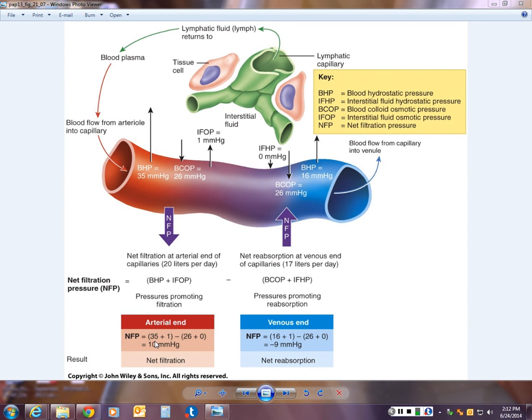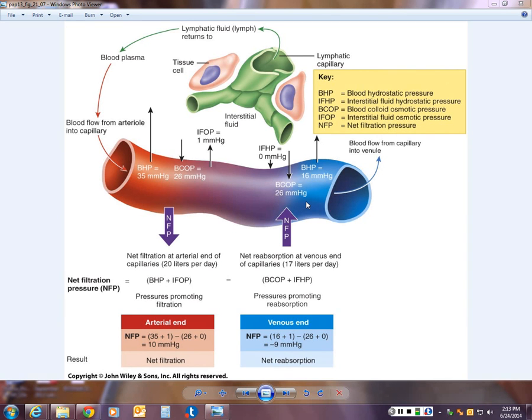Let's go ahead and look at the opposite end of this capillary and start to talk about the process of reabsorption. As we move through the capillary and filtration occurs, you lose more and more fluid. As you lose some of the fluid contained within blood, the blood hydrostatic pressure goes down. Remember, blood hydrostatic pressure is a force exerted by your blood, and if you don't have as much blood, which happens if you lose some of the fluid, then your BHP will drop. So what was 35 at the arterial end becomes 16 at the venous end.